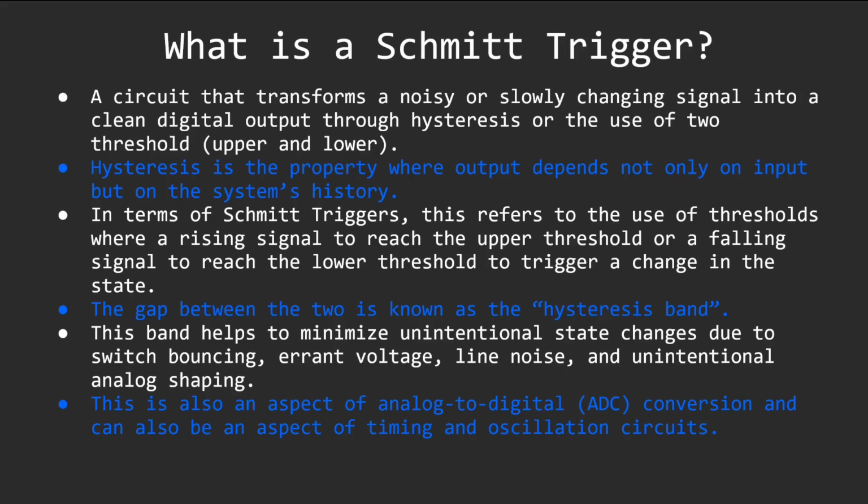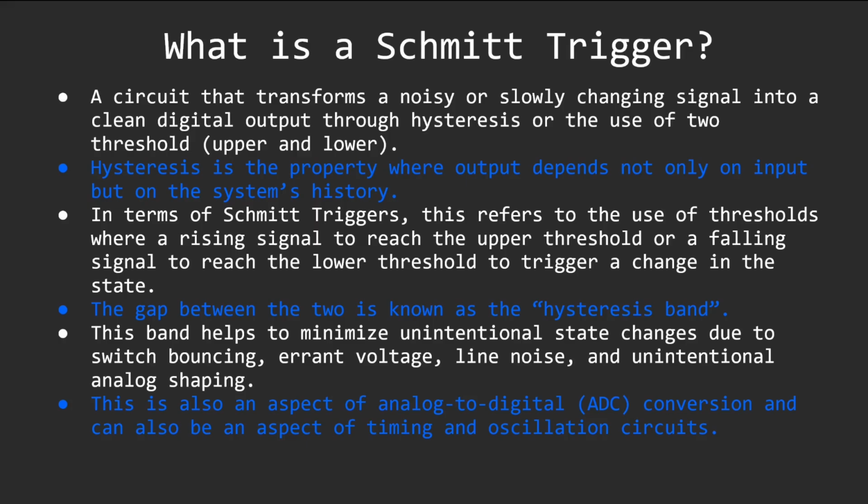So, what exactly is a Schmitt trigger? Well, it's a circuit that transforms a noisy or slowly changing signal into a clean digital output through hysteresis, or the use of two thresholds, an upper one and a lower one. Hysteresis is the property where output depends not only on the input, but on the system's history. And it goes beyond Schmitt triggers to other cases.